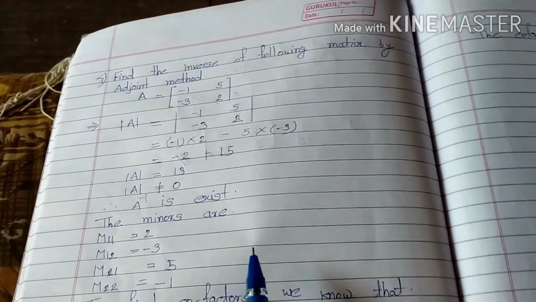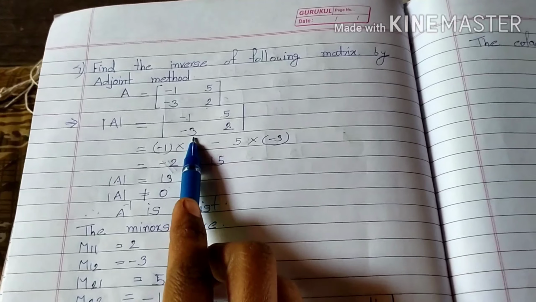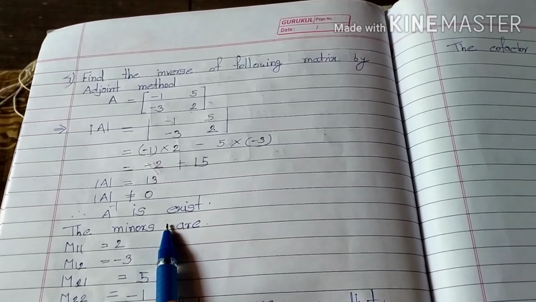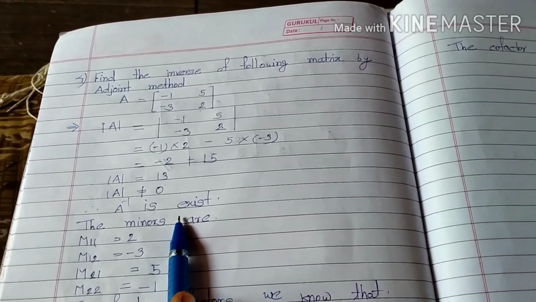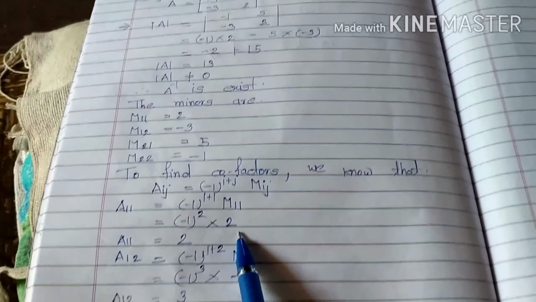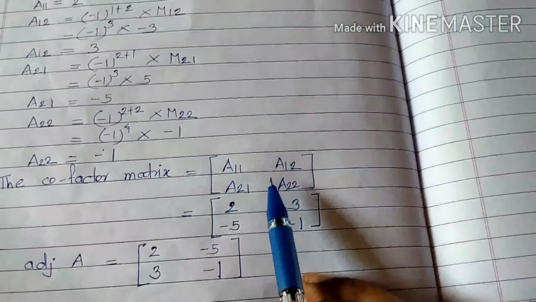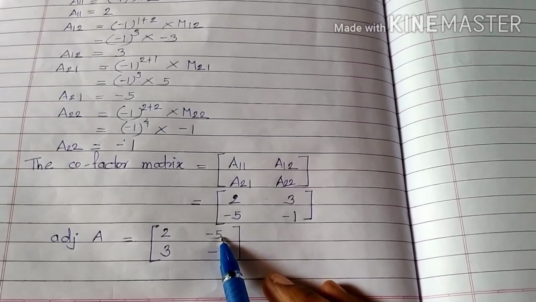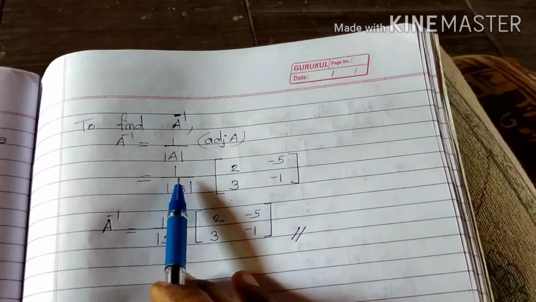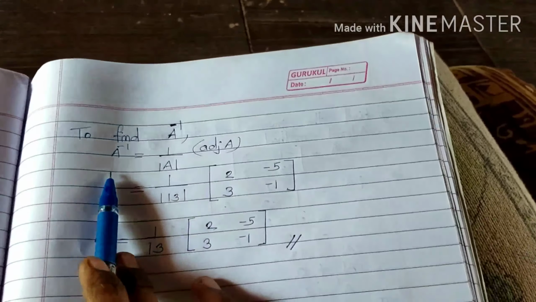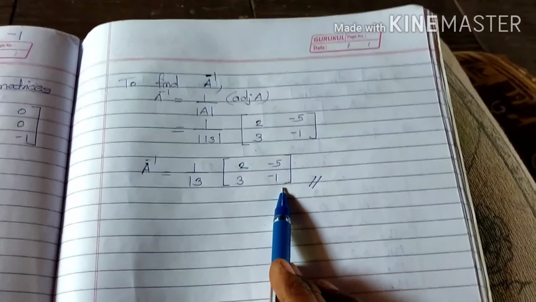For finding A inverse, first find the value of determinant, check whether inverse exists or not. If it exists, then go forward. Next find minors, cofactors, then find cofactor matrix, and then find adjoint of matrix and put all the values, determinant of A and adjoint of A, in the formula. You get your final answer.